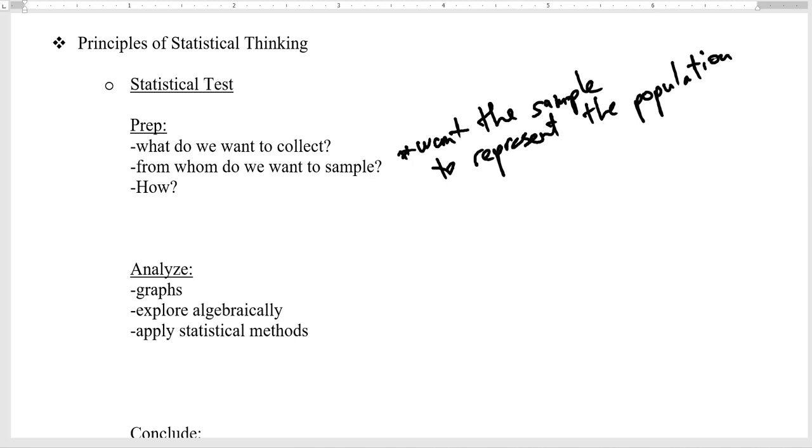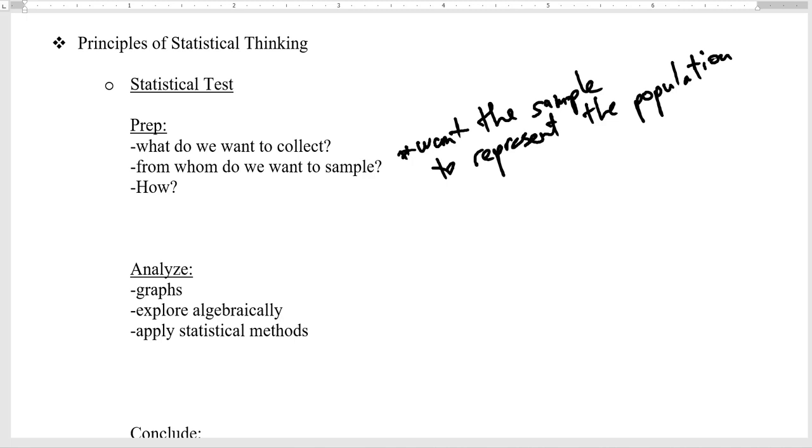And then how do we collect it? And we've started talking about that a bit, that we don't want to create bias by sampling incorrectly. There are correct ways to sample, and there are incorrect ways to sample. Once we have that, we collect the data, right? We prep it, we collect the data. How do we analyze it? Graphs. We're going to be doing that, and I think by second chapter we're going to be looking at graphs. We're going to be starting to explore it algebraically. That's going to be like chapter 3, 4, 5. And then we're going to start applying statistical methods, and that's running actual tests and drawing conclusions about the population. So, I mean, you're going to see all of these different types of things in your life.